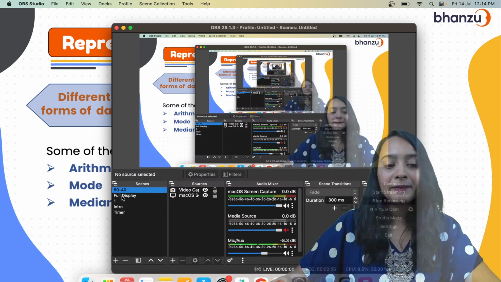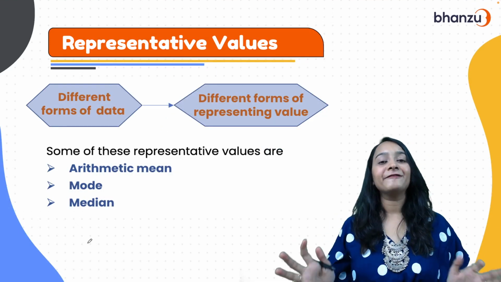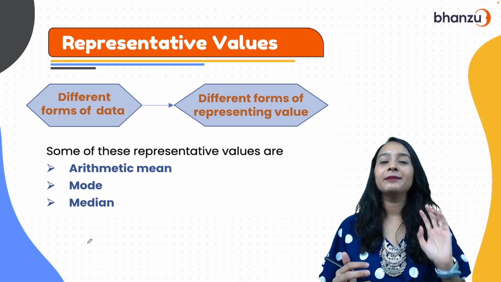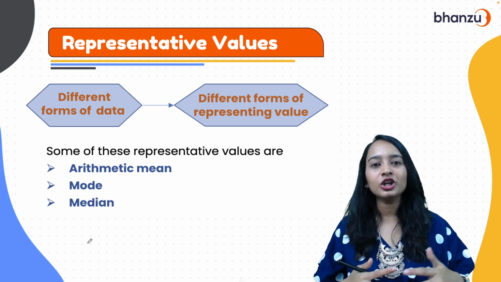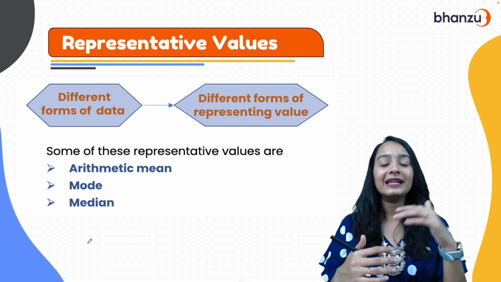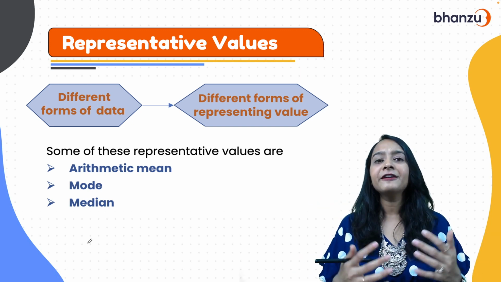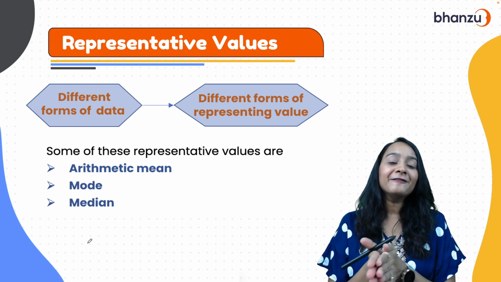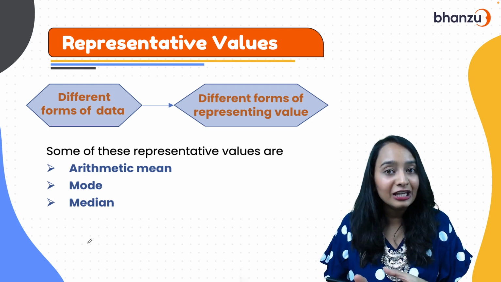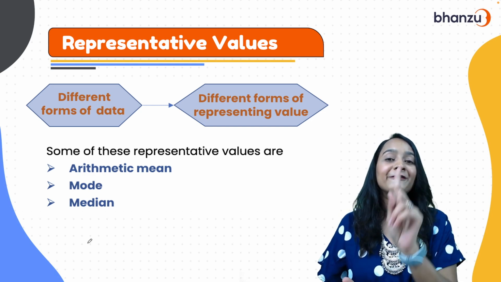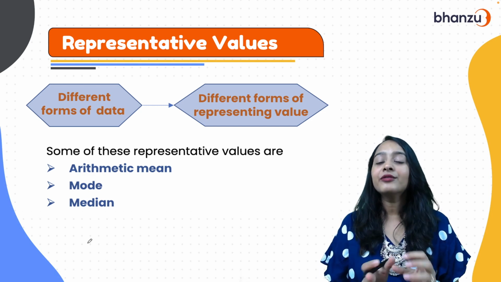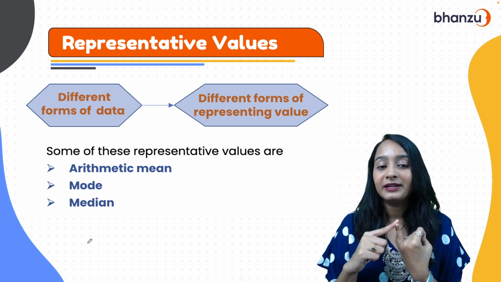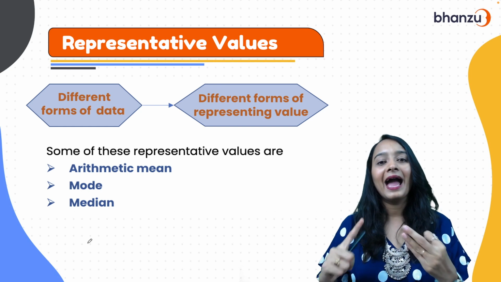Now, talking about the representative values. There are different forms of data, right? There can be data related to temperature, there can be data related to height, weight, age, etc. Now, there are different ways of representing a singular value for that data. And some of these representative values can be found in the form of arithmetic mean, mode, and median.